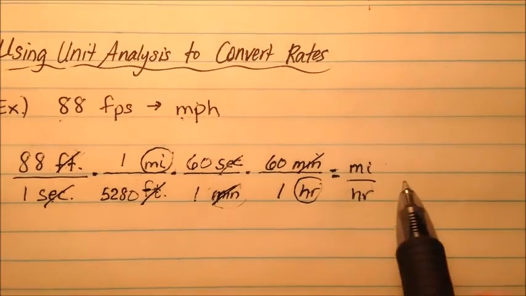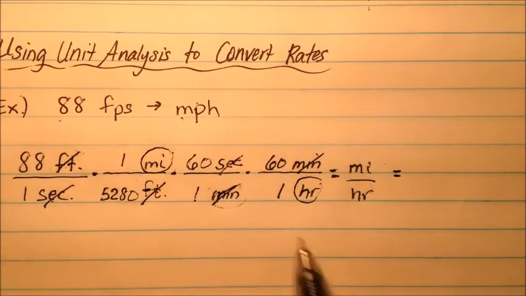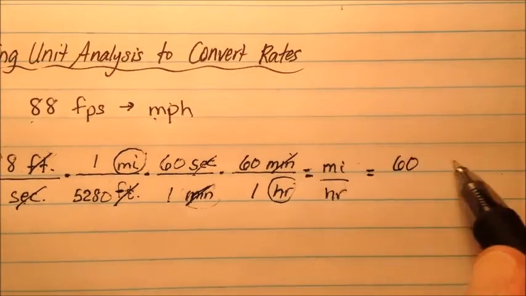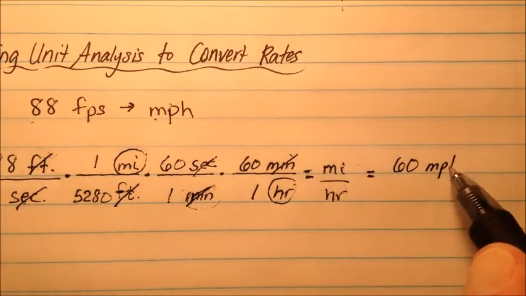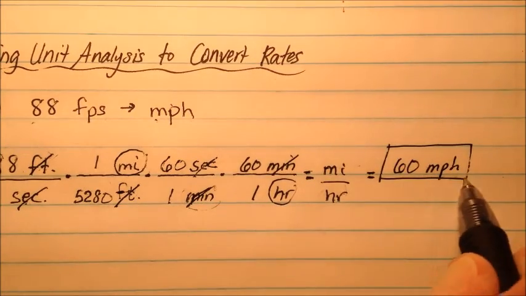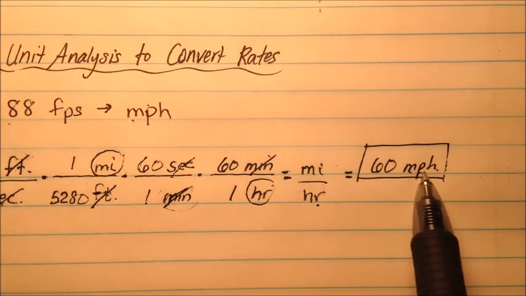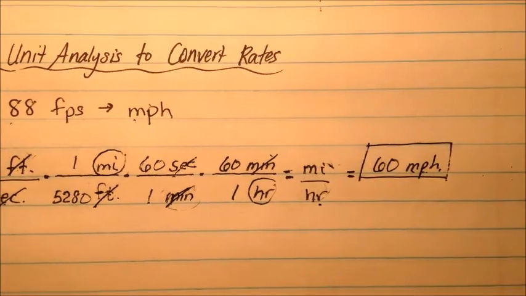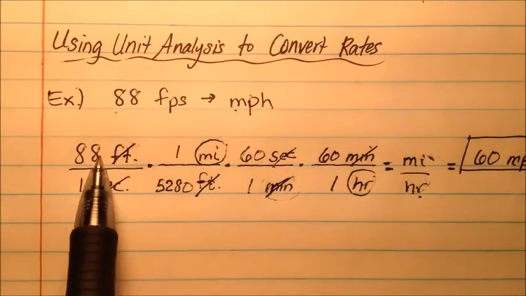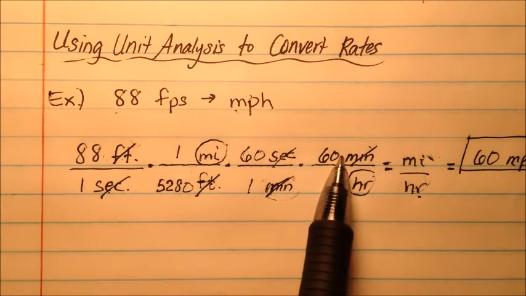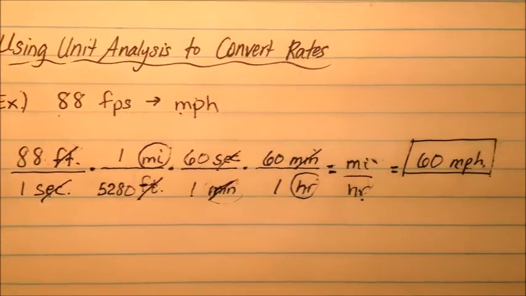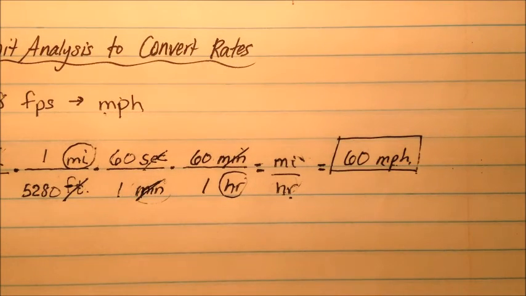No matter how you choose to do this, 88 feet per second is going to come out to be 60 miles per hour. And instead of having miles on top and hours on bottom, I can write mph, miles per hour, and that's what that means right there. If you take 88 times 60 times 60, and then divide that by 5,280, it gives you a really nice 60 miles per hour on that first rate conversion.